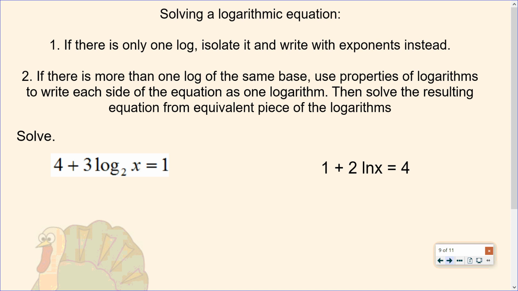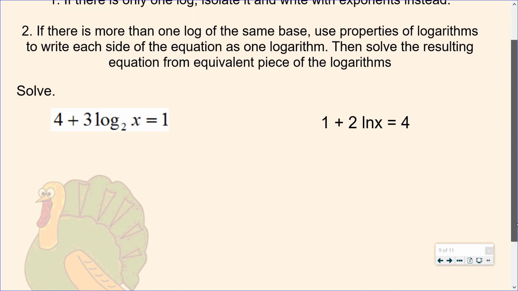Second, let's say you have more than one log in the problem. If you have more than one log, you're going to condense using our properties from the last section. And then you can either write with exponents or you'll be able to drop your log, and we'll do one of each, so you'll see what that looks like. Okay? But either way, you want to be able to either condense the logs or get the logs by themselves to start. So let's go ahead and do these 2 at the bottom. These are going to be quick ones.